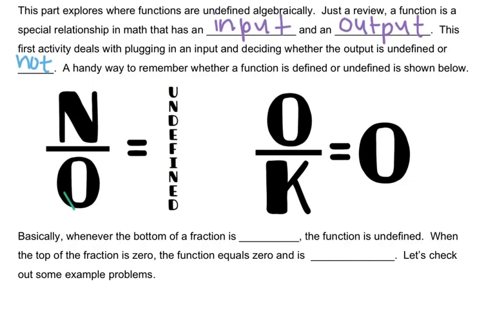So, if you have 0 on the bottom of a fraction, that means it's undefined, and if 0 is on the top of the fraction, that's an okay situation, and that just equals the number 0. So basically, whenever the bottom of a fraction is 0, the function is undefined. When the top of the fraction is 0, the function equals 0 and is defined.